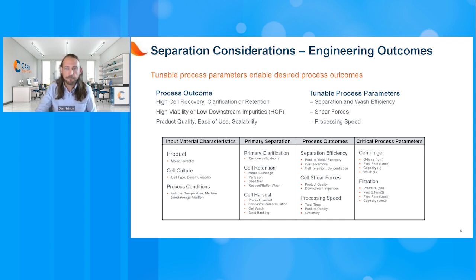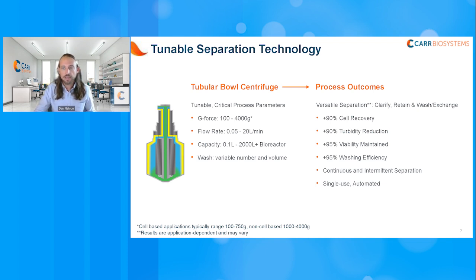So let's take a look at the tubular bowl technology and the reasons why this is becoming increasingly used for a lot of these separation applications, because it has a huge, robust operating range in G-force, 100 Gs up to 4,000, very low flow rates up to high capacity. We can handle down to 100 milliliters all the way up to something greater than a 2,000 liter bioreactor. And the wash can be variable in number and volume. What we've reliably seen across all of these separation activities is greater than 90% cell recovery, greater than 90% turbidity reduction, high viability across the board, excellent washing efficiency, continuous and intermittent separation modes, and it's single use and automated, easy to operate.